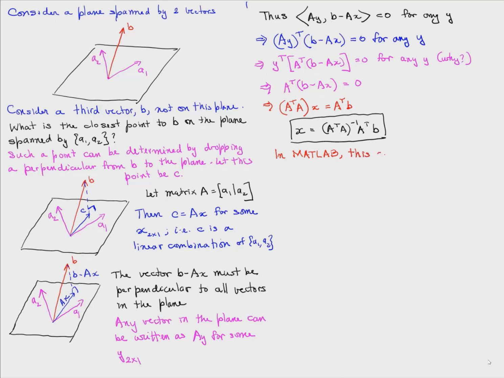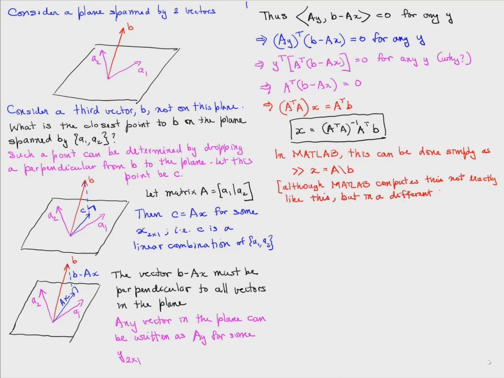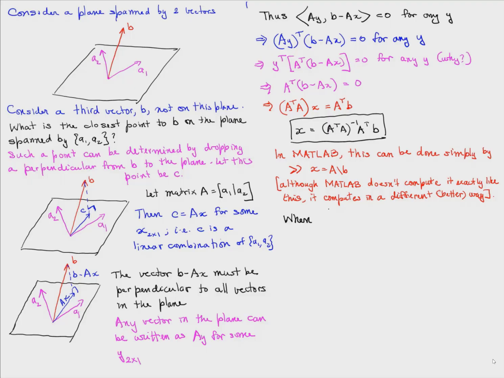In MATLAB, this can be done very simply as just x equals A backslash b. Although MATLAB doesn't actually compute x when we do A backslash b using the formula above, it does something much better and different. But x, the closest point, can be computed by just doing A backslash b.